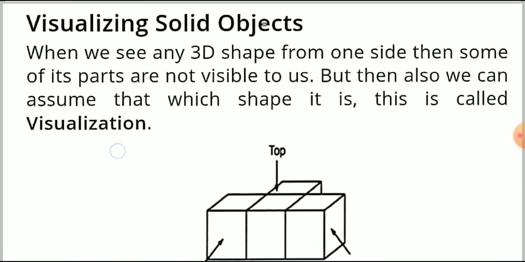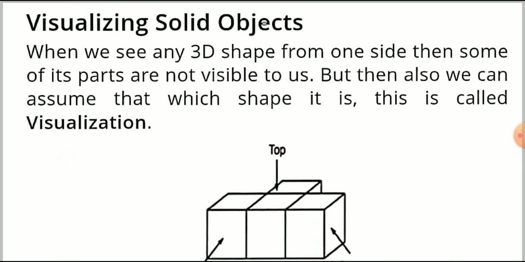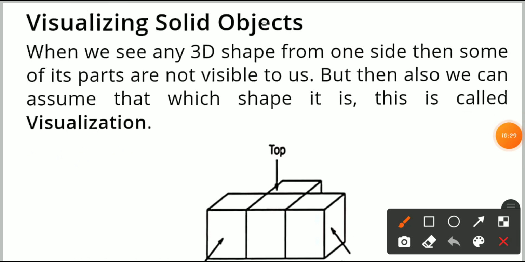Visualizing solid objects. When we see any 3D shape from one side, some of its parts are not visible to us. But then also we can assume which shape it is. This is called visualization. One more time, visualization means how you have to see.